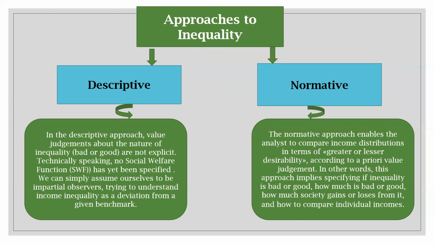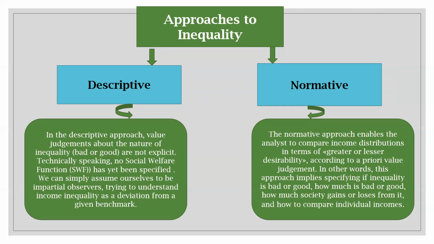Technically speaking, no social welfare function has yet been specified, or we can simply assume ourselves to be an impartial observer trying to understand income inequality as a deviation from a given benchmark. If we deviate from the given benchmark, we see that there is inequality in the system. Normative basically talks about the ethos and beliefs, and here we can specify that the inequality is good or bad.